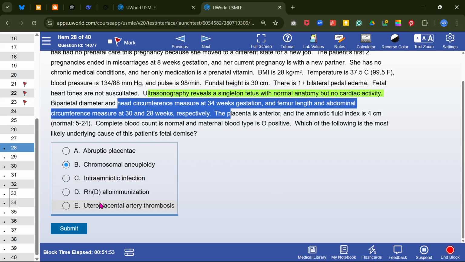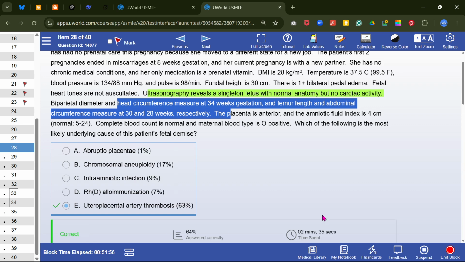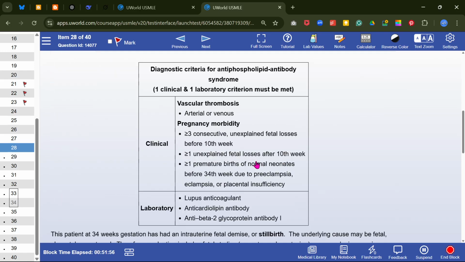So uteroplacental, biparietal diameter and head 34, but femur length and abdominal circumference is 28. So it is second trimester, asymmetric. Asymmetric is uteroplacental insufficiency and maternal malnutrition. Am I right?